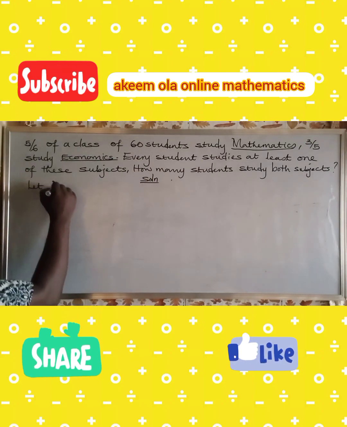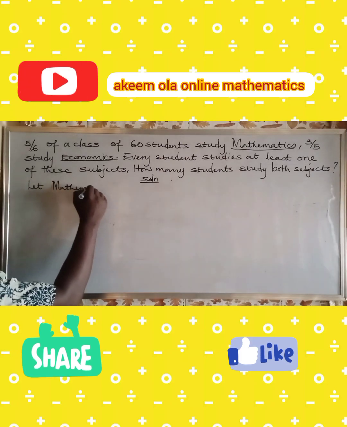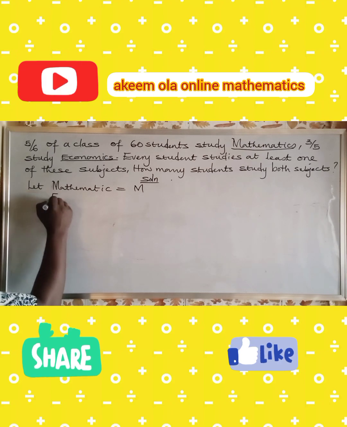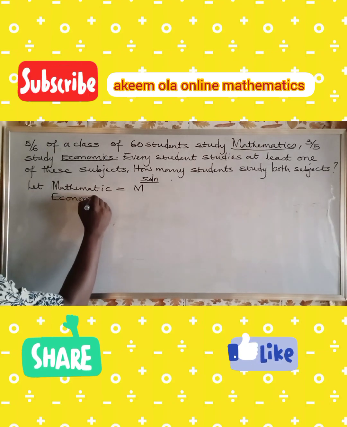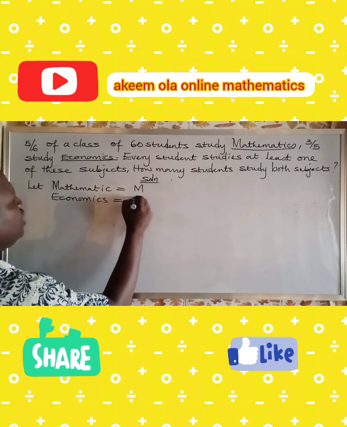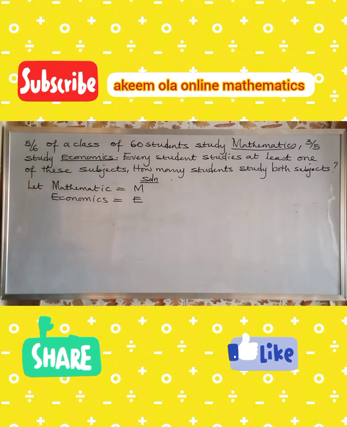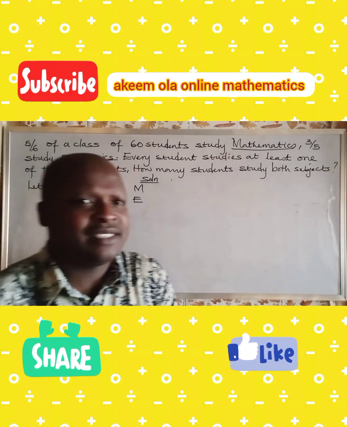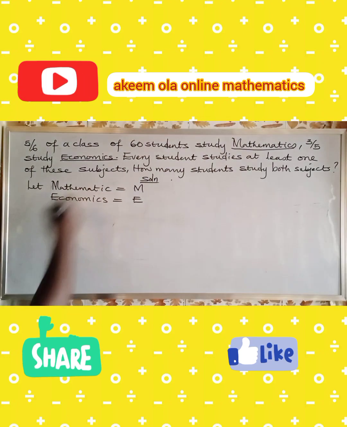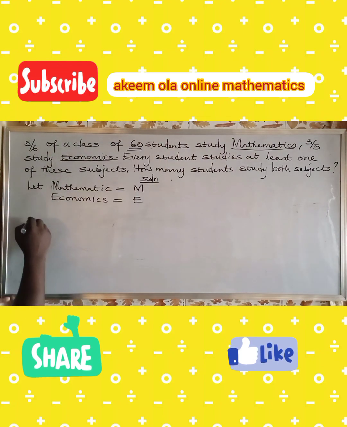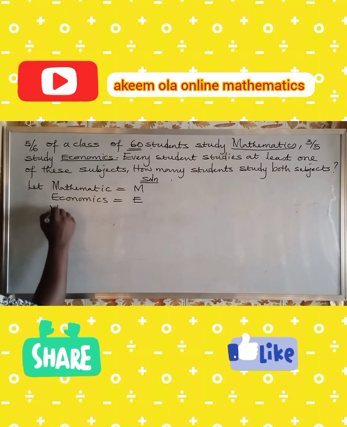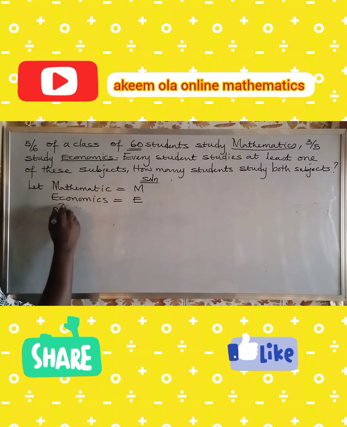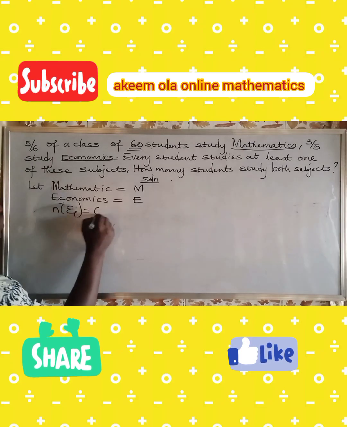Let mathematics be equal to M, and let economics be equal to E. That is the first thing that we are going to do. And if you check from the question, we are given the universal set. What is the universal set? The universal set is 60. So we are given the total number of the students, which is the universal set, n(U), or we can simply write it n(E) is equal to 60.